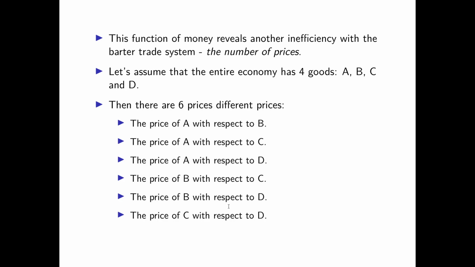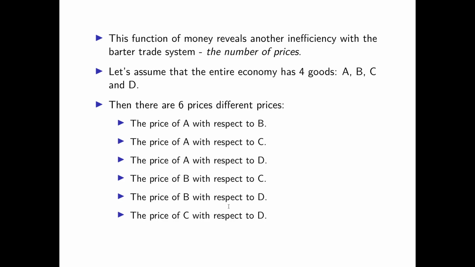Okay, so let's assume that we have an economy with four goods only: good A, good B, good C, and good D. Well, in an economy with four products, there will be six prices. You will need the price of A in terms of B.